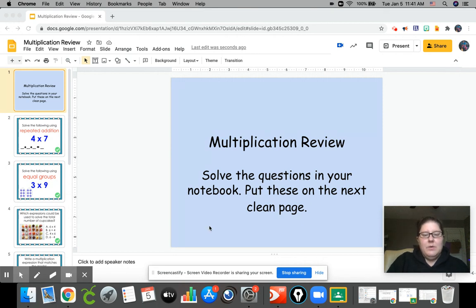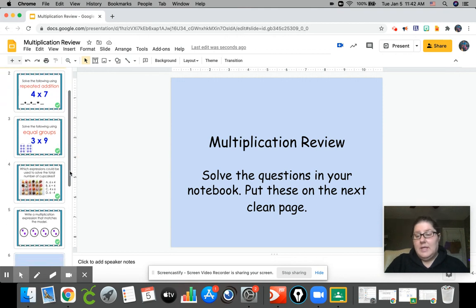Okay, so we're going to look through, and it says solve the questions in your notebook. So if you have your notebook, you can definitely put this in there. What I'm going to do is actually change this. You're going to be able to solve your problems on the actual Google Slides. So you don't even have to have your notebook right now, unless you need that for your notes and things like that.